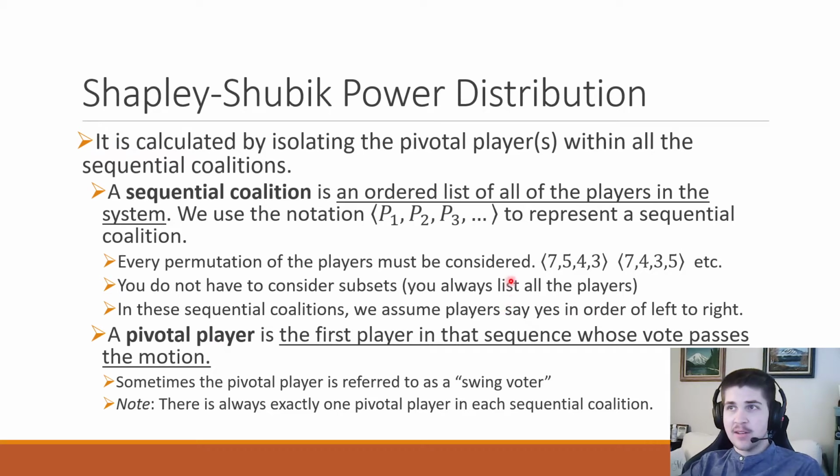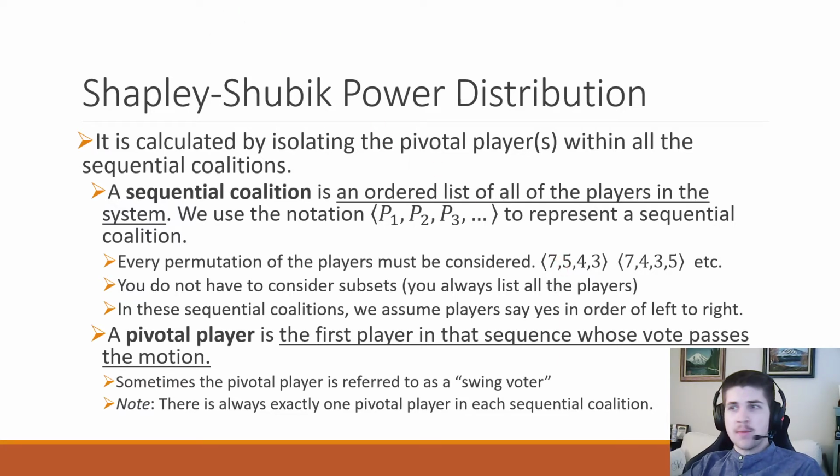And basically what we're going to be looking at is all the chains of events, and figuring out who is pivotal, counting up all the pivotal counts, similar to how we did the critical counts for the Banzhaf method, finding the total, and figuring out how many times each player was pivotal to the sequential coalitions at the end of the day.